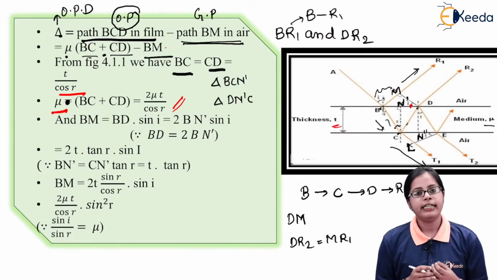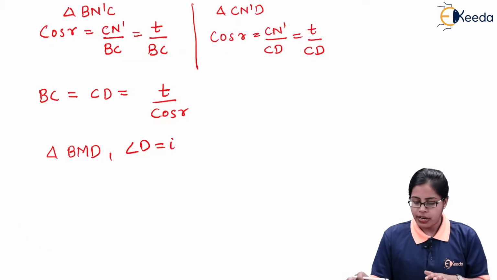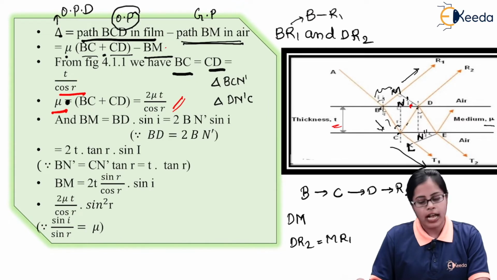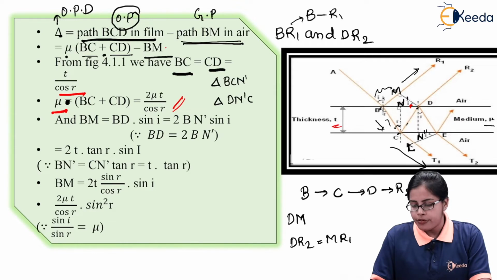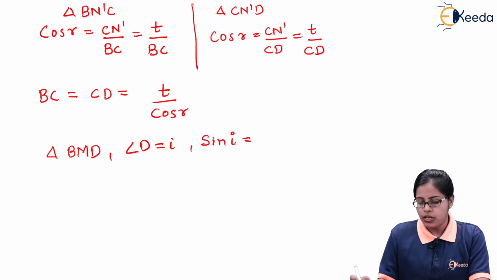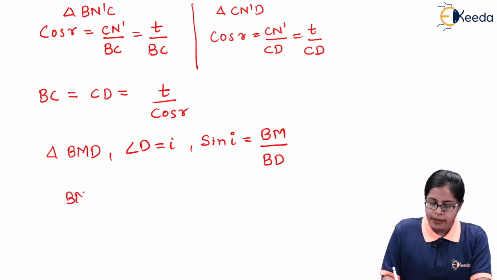So if I calculate the sine i value from this triangle, that is triangle BMD, sine i will be opposite upon hypotenuse. So for angle D, that is angle i, opposite is BM and hypotenuse is BD. So from this particular triangle, we can write sine i is equal to opposite BM upon hypotenuse BD. So I can get a value BM is equal to BD into sine i.